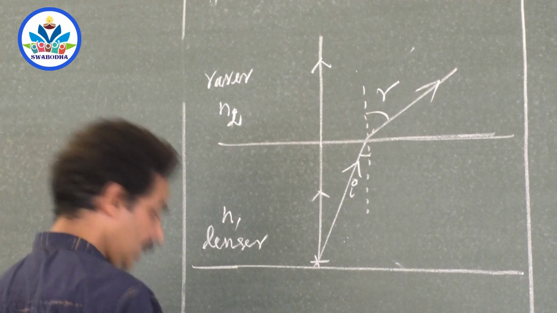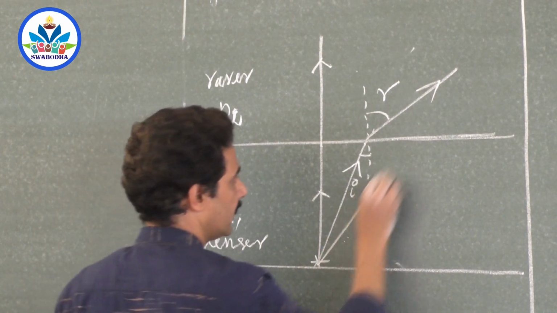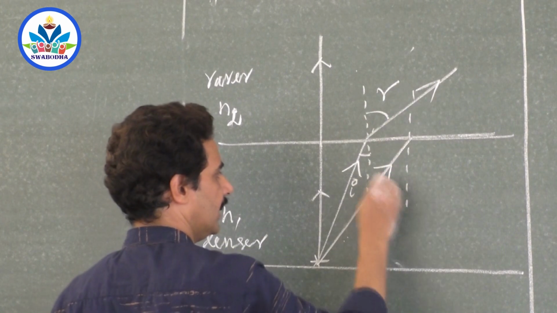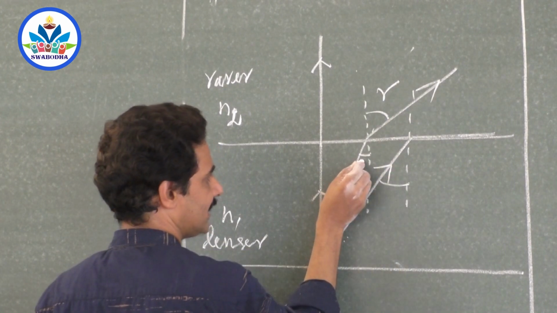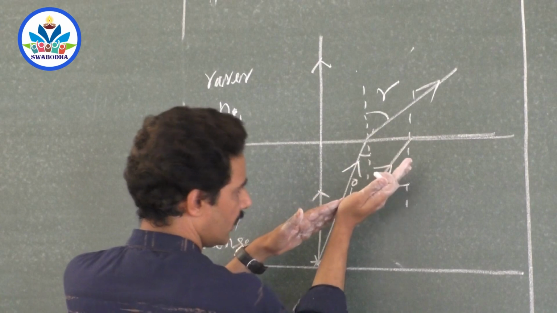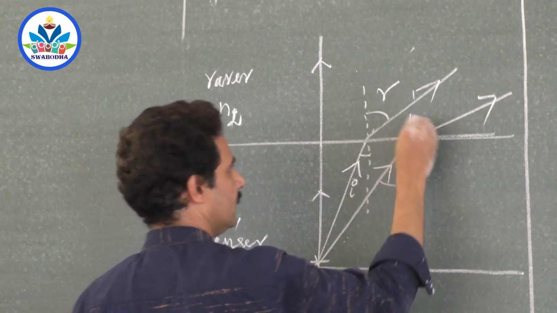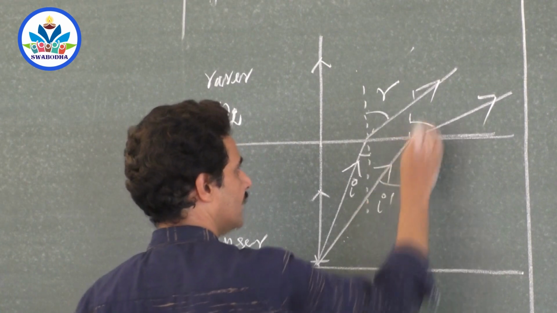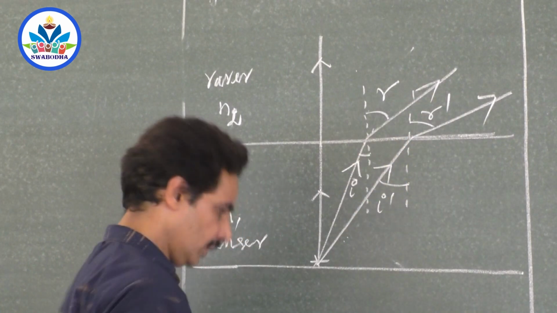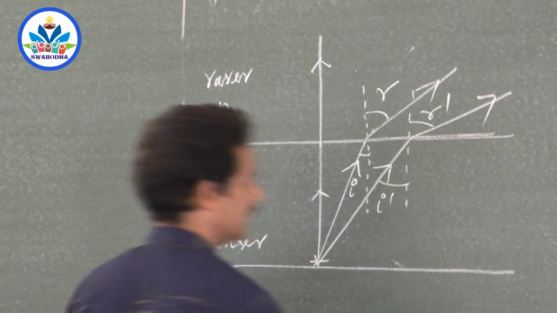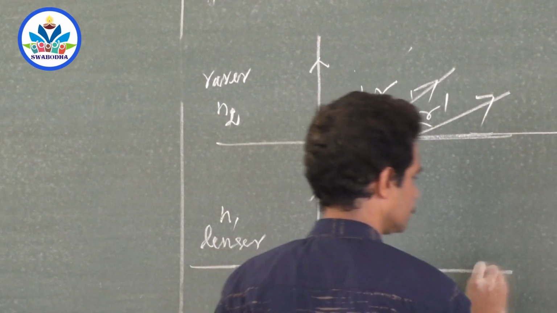Now there may be still one more ray of light which is moving like this. So what happens to this? For this one, definitely the angle of incidence will be more than this angle because it has bent a little more, and its angle of refraction will also be more than the previous case. So I call this I dash and R dash. If you go on tracing such rays one by one, what will be the condition finally?